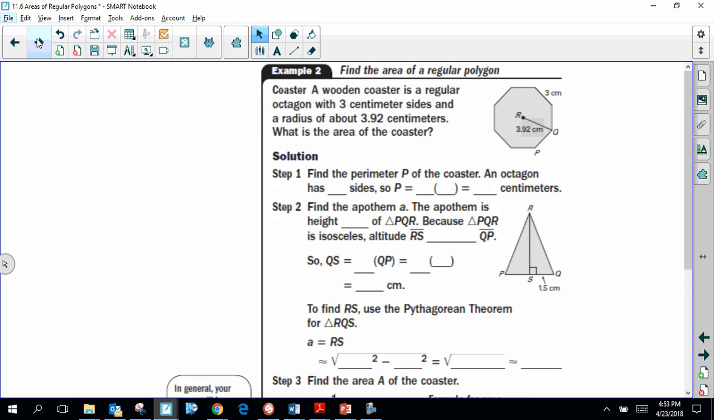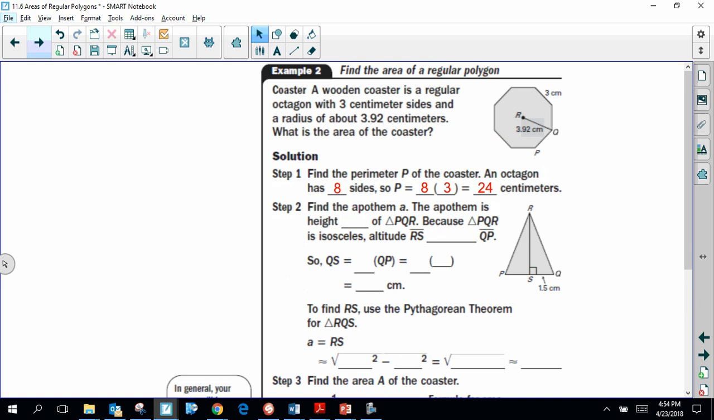Well, as we saw in the last slide, we have to know some things. We have to know what the apothem is, and we have to know the length of the sides so that we can get the perimeter. In this case, we know the length of the sides, so we can find the perimeter that way. There are 8 sides, and 8 sides at 3 centimeters each gives us a perimeter of 24 centimeters. Now we need the apothem. The apothem is not given to us directly.